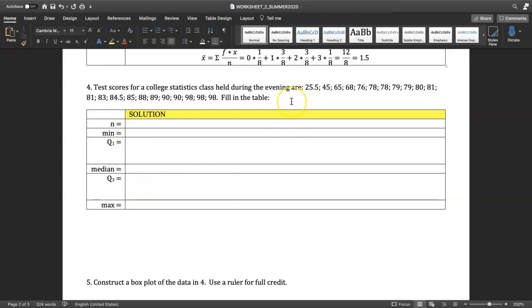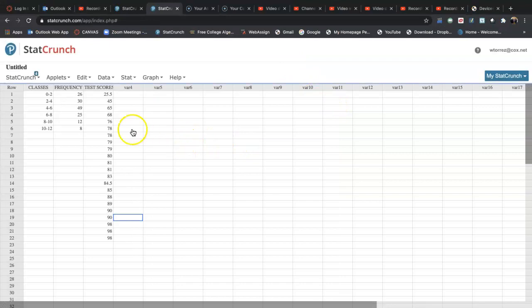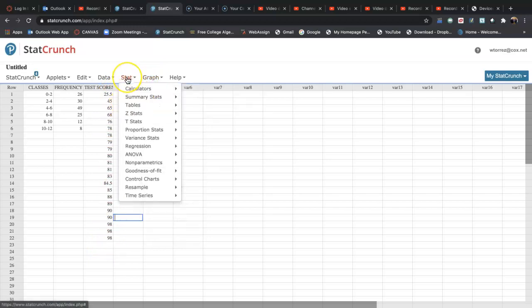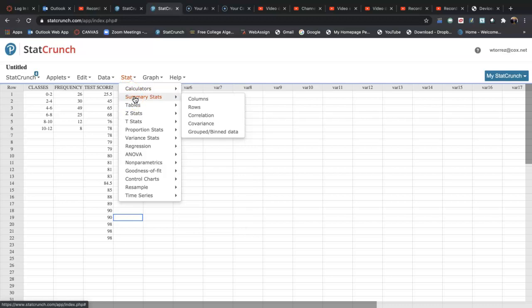So what I'm going to do is go back into StatCrunch, and here you see in StatCrunch, let me clear out those results. And here what I've done is I've created another column titled Test Scores, and I've typed in each of the 22 values here from the worksheet. So this is our data. Now, what we're going to do is first use our super function stat, go down to the function summary stats like we did in worksheet 1. We're going to calculate the summary stats for the test scores column.